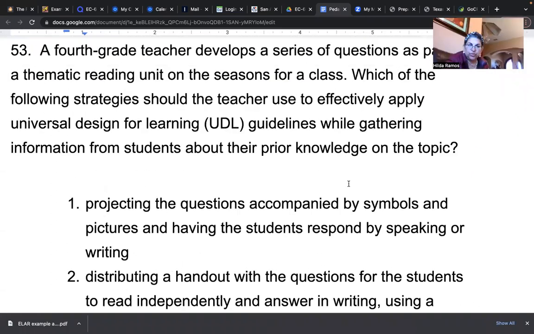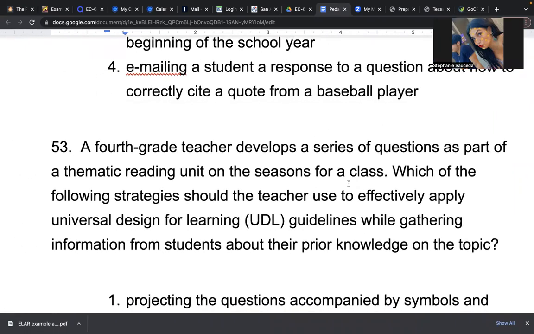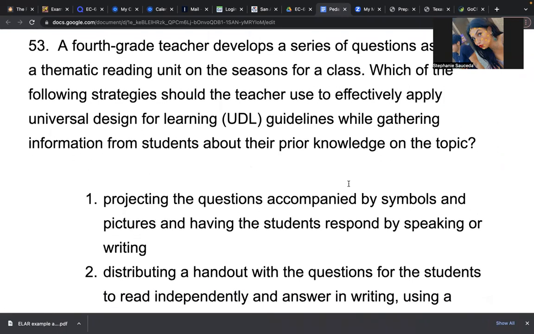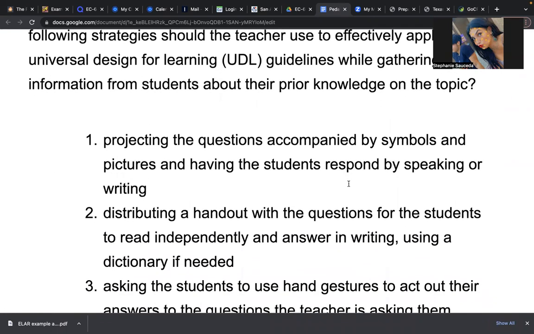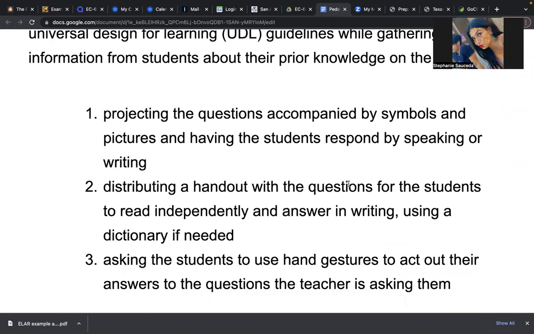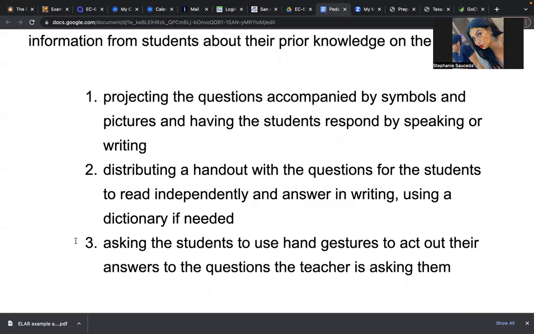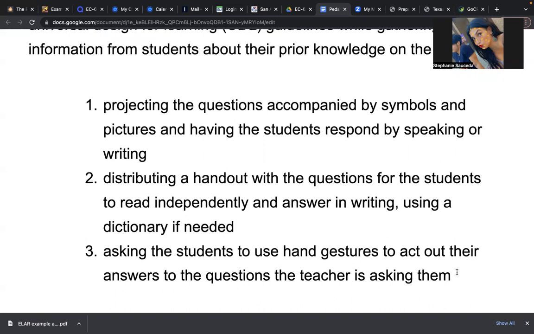So, ask the students to use their hands. She's developed a series of questions, probably asked them to the class, and she wants to apply the UDL design when gathering information of the student's prior knowledge. So between 1 and 3, we have projecting the questions accompanied by symbols and pictures and having the students respond by speaking or writing. Asking the students to use hand gestures to act out their answers to the questions the teacher is asking them. Now, what grade level is this?